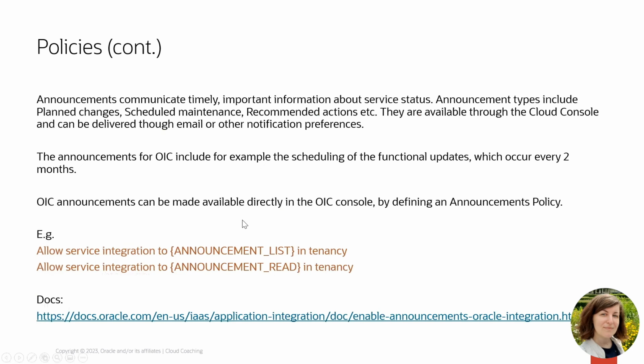And the third policy that is relevant for integration is the announcement policy. Console announcements are available in Oracle Cloud. You can view them in the Cloud Console, and they can be delivered through email or other notification preferences. The announcements include planned changes, scheduled maintenance, recommended actions, and so on for all the various services in Oracle Cloud, including OIC. The announcements for OIC will give you, for example, the scheduling of the functional updates, which occur every 3 months.